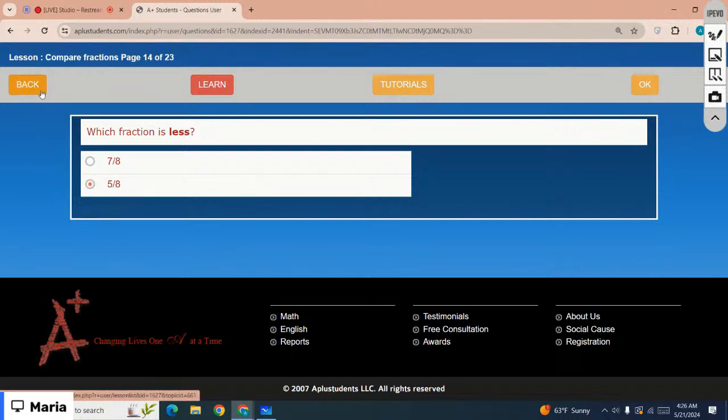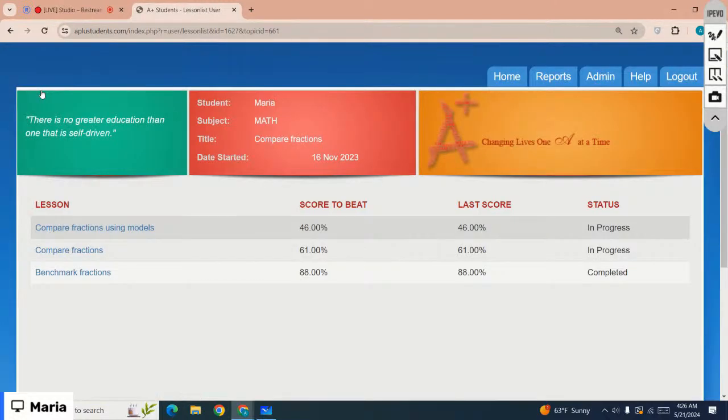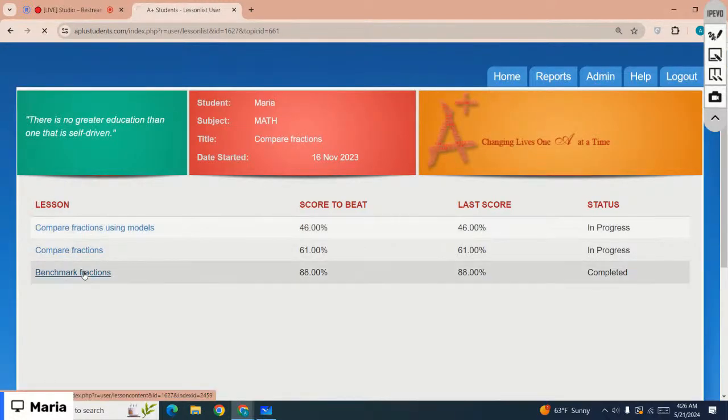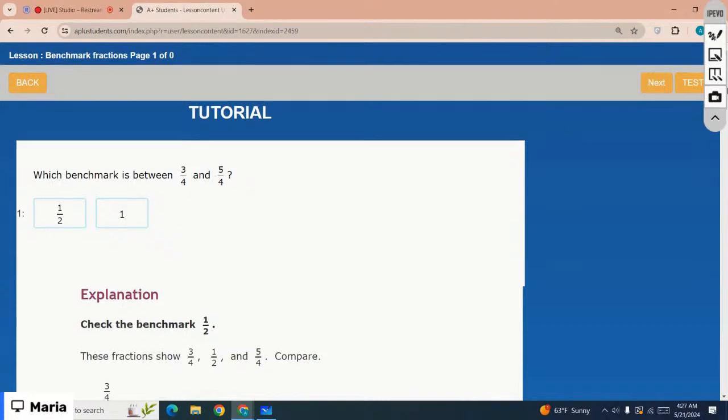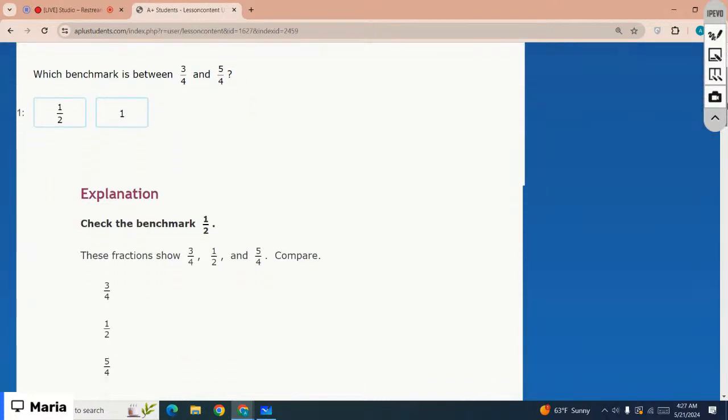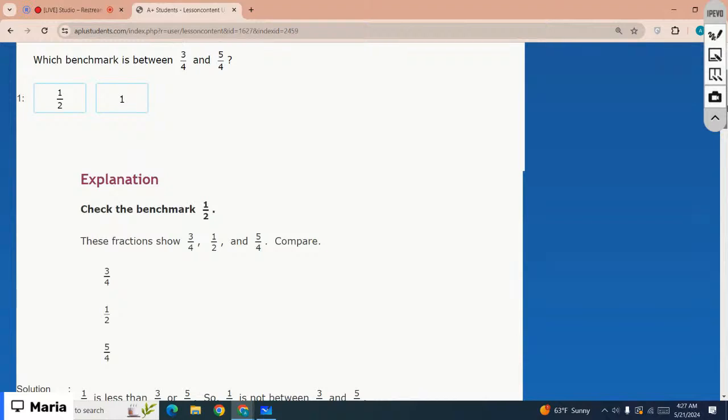Let me just move on to the next lesson, and the next lesson is, I think, compare using benchmark fractions, right? Which benchmark is between 3 by 4 and 5 by 4? You are given two of the fractions, half and 1. You have to compare 1 by 2 to both 3 by 4 and 5 by 4, right?